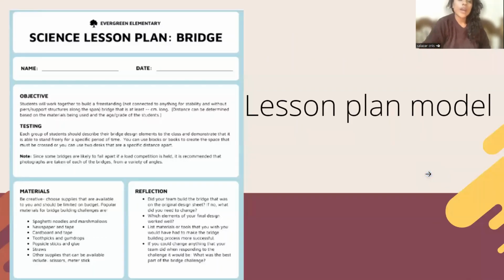So here we have an example of a lesson plan model. As you can see, we have the name and the date. We have objectives, where the students are going to gain knowledge about the new topic, the testing, and notes. We also have materials that the teacher will apply in the class, and the reflection.